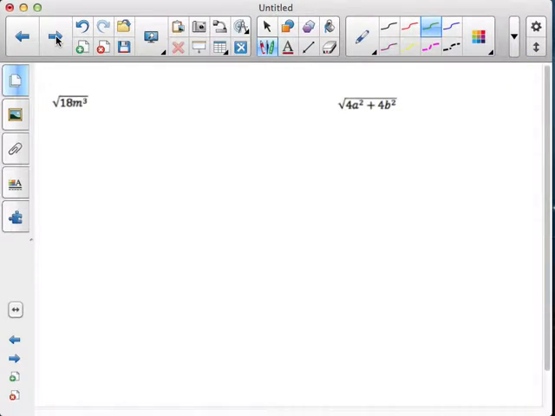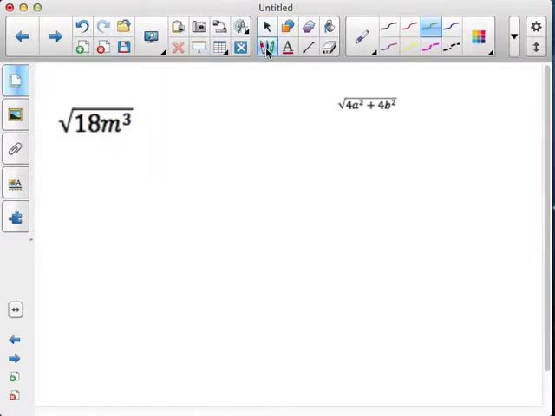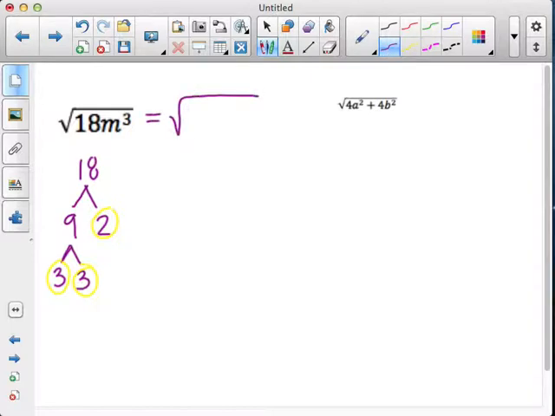18m cubed, square root of that. So I'm going to make my factor tree. So 18, when I factor tree it, see here, that's 9 times 2, 3 times 3. Here are my primes. So that means that square root of 18 is really just square root of 2 times 3 times 3 times m times m times m, because it's m cubed.